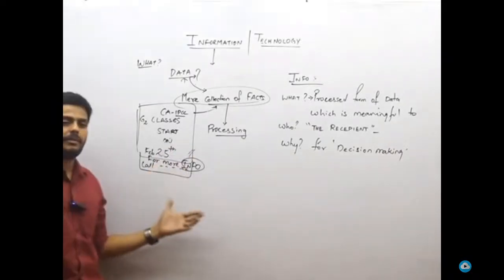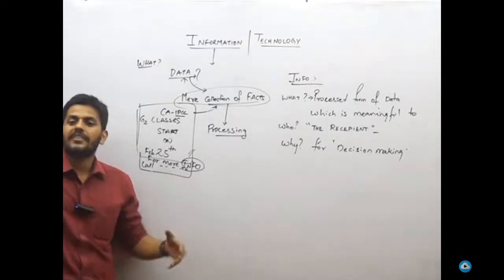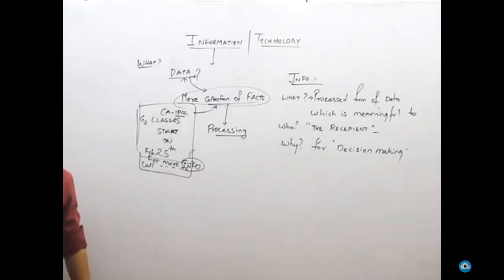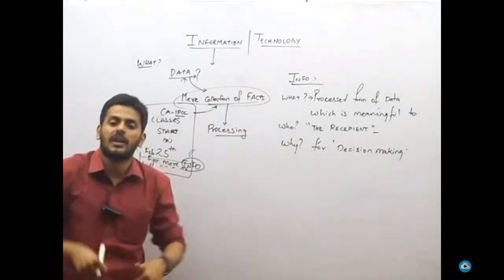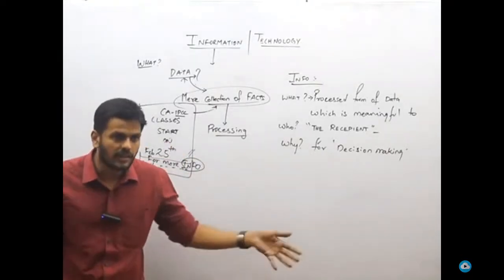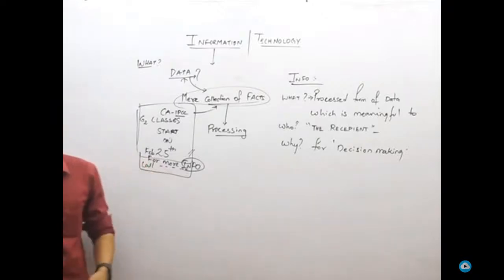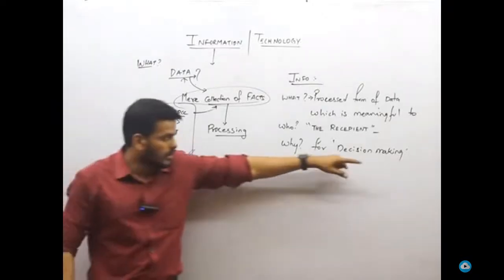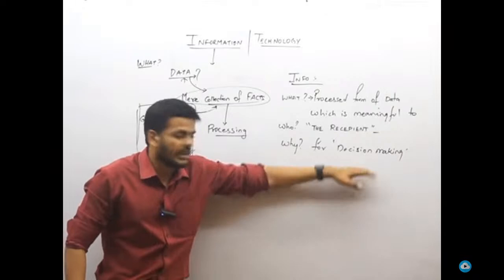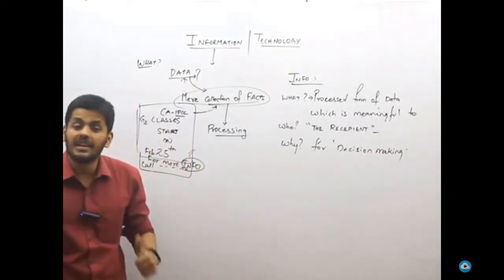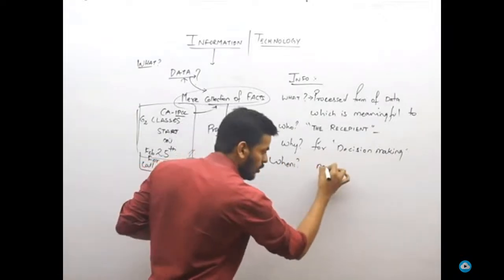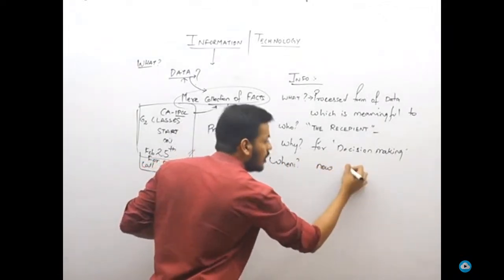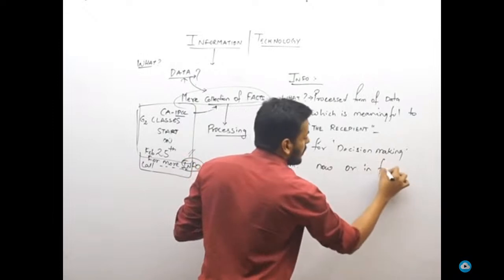If I am reading it on February 10th, it's a decision for me whether to join the class on the 25th or not. That is one decision. If I am reading the board on the 25th morning, it is an immediate decision. Should I join the class today or not? So guys, by using this meaningful information, can I make decisions? Yes. When? That is the last question. Either now or in future.